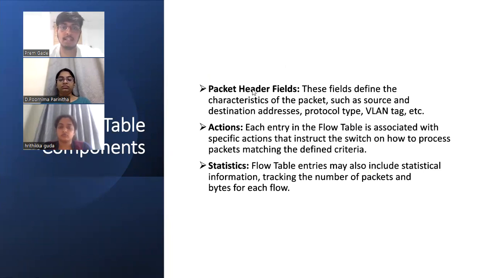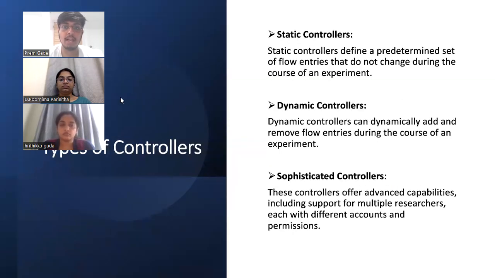OpenFlow components. There are three types: packet header fields, actions, and statistics. Packet header fields define the characteristics of the packet, such as source and destination address, protocol type, virtual LAN tags, etc. Actions: each entry in the flow table is associated with specific actions that instruct the switch on how to process packets matching the defined criteria. Statistics: OpenFlow table entries may also include statistical information tracking the number of packets and bytes for each flow.